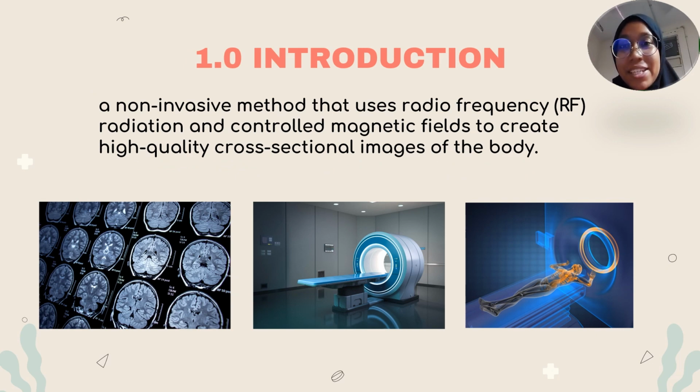MRI is a non-invasive method that uses radiofrequency radiation (RF) and controlled magnetic fields to create high-quality cross-sectional images of the body. It involves placing the patient inside a magnet, aligning atoms with the magnetic field, and releasing energy to construct the image by a computer.